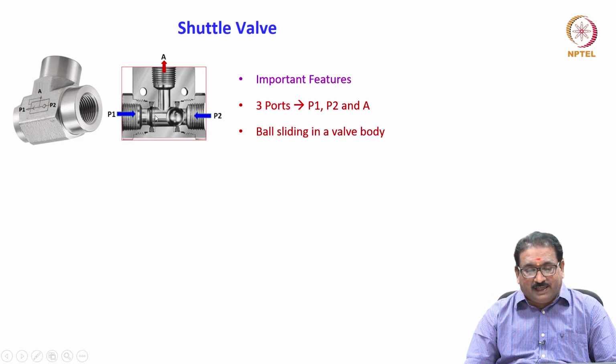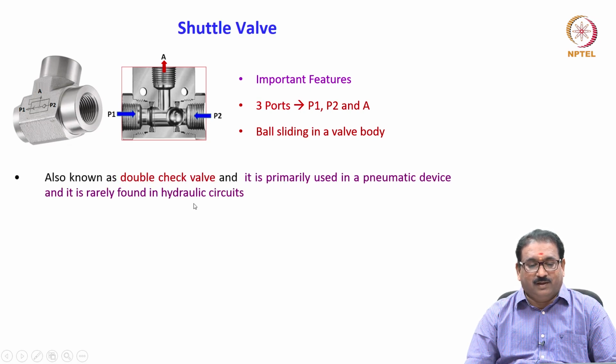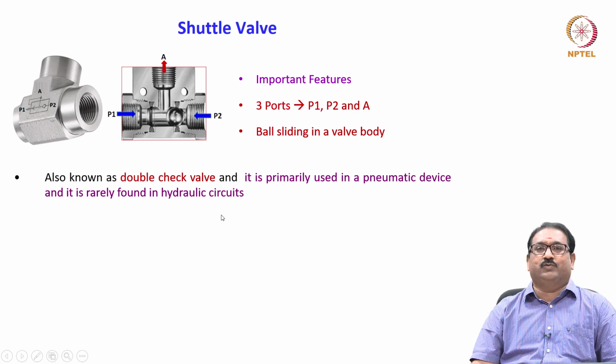A ball slides inside the valve body. One ball is there. Based on the pressure, if P1 is more, it will slide and block P2. If P2 is more, the ball slides and blocks the P1 port. Shuttle valves are also known as double check valves, and are primarily used in pneumatic devices and rarely found in hydraulic circuits.